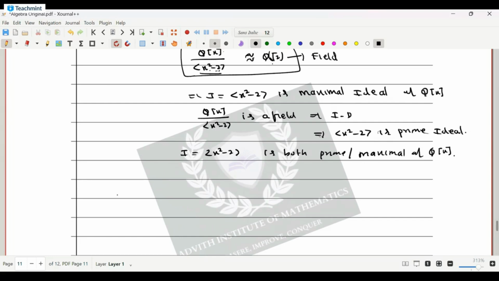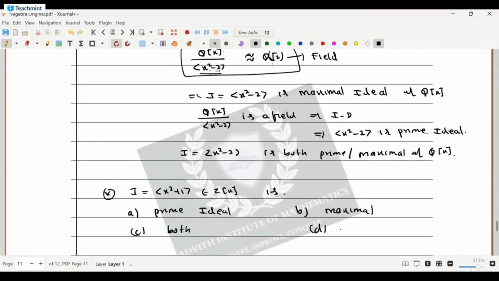Okay, next one. I is equal to the ideal generated by x square plus 1 belonging to Q over x. Option A: prime ideal. Option B: maximum. Option C: both. And option D: not prime, not maximum.